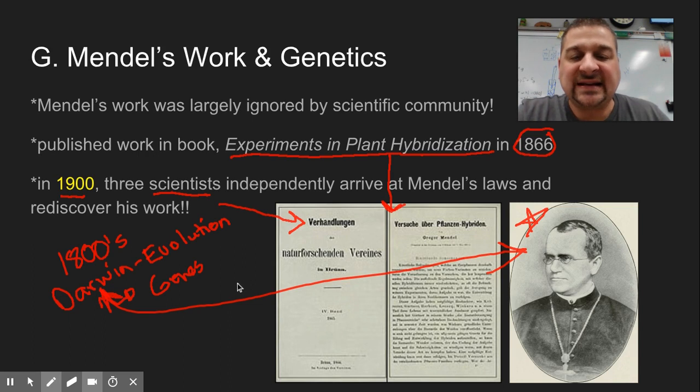So kind of an interesting side note about two famous scientists in the areas we study in Biology 1, that were doing their work, and it would have been kind of cool if they would have met or talked to each other about their work or their findings.